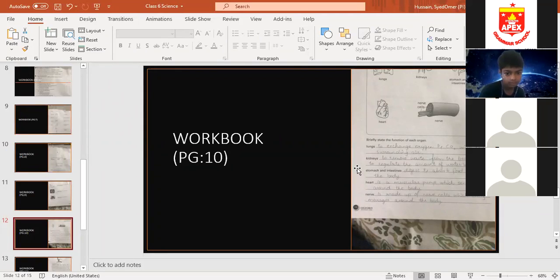Okay, kidneys. What are kidneys for? To get rid of waste. No, to get rid of poisonous things that are in the body. Okay, write down: to remove poisonous waste substances from the body. Hurry up. To remove waste from the body.